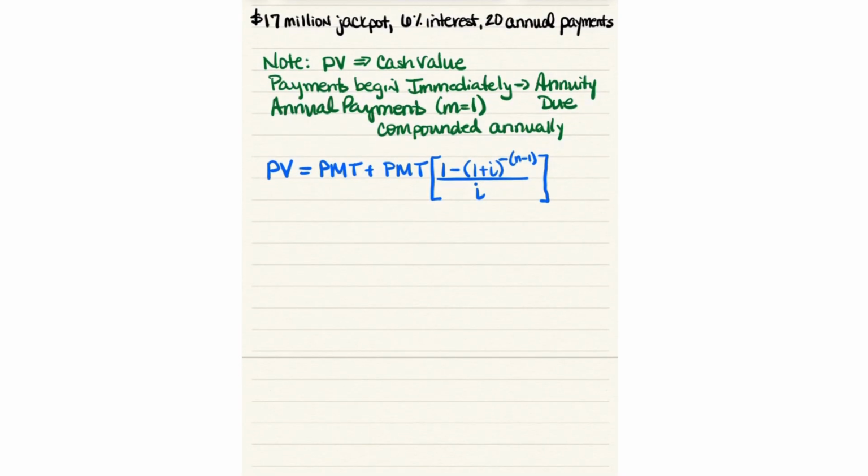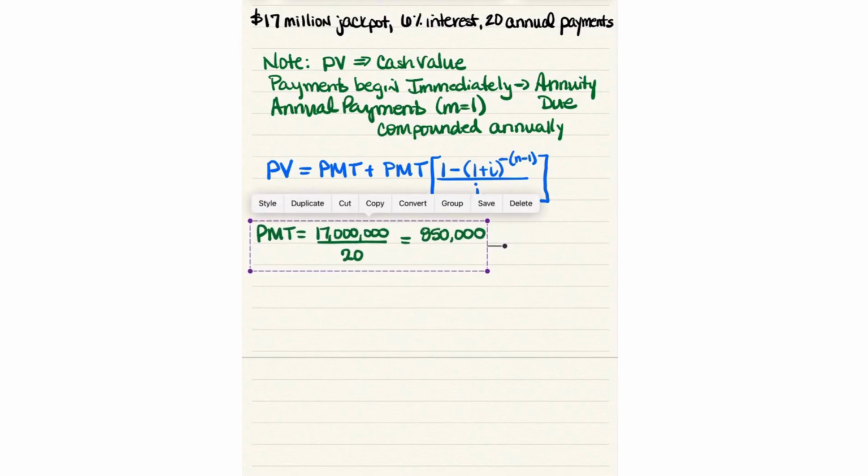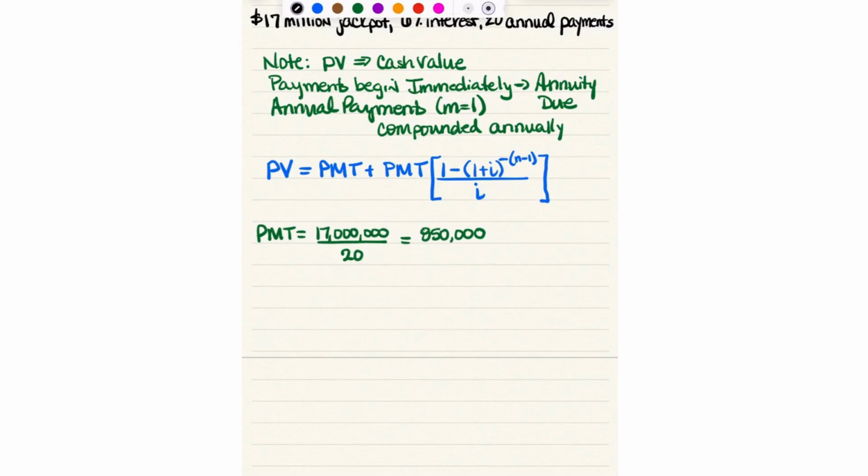So I'm going to just write those down. Our payment: it's a 17 million jackpot, but that's the total jackpot, right? And they want it as 20 annual payments. So if I divide this by 20, that gives me 850,000 if you put that in your calculator. I don't want you to think that the 17 million is the payment, because it's not. The 17 million is the total of the jackpot. So that's what we're going to use for payment.